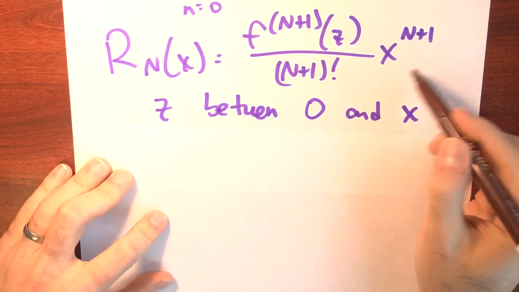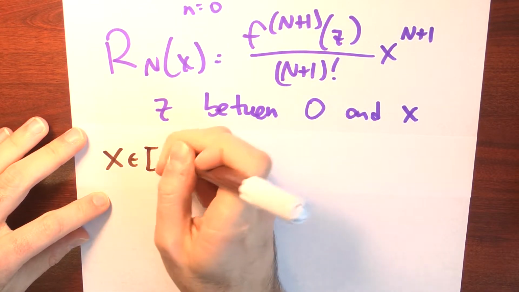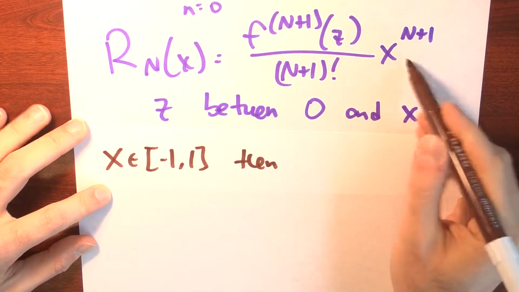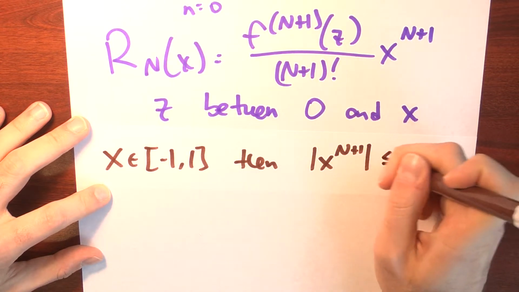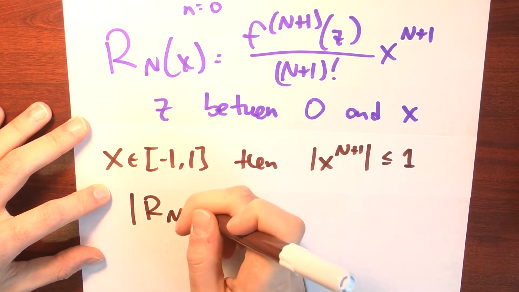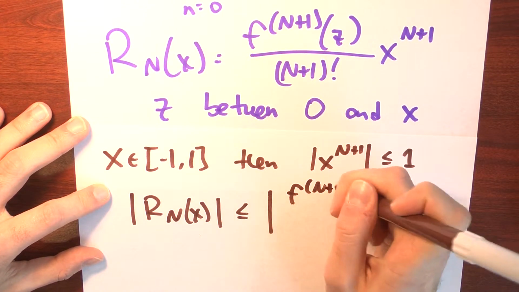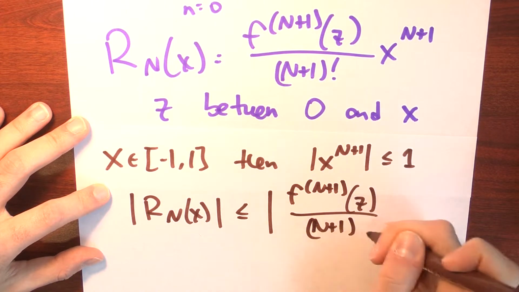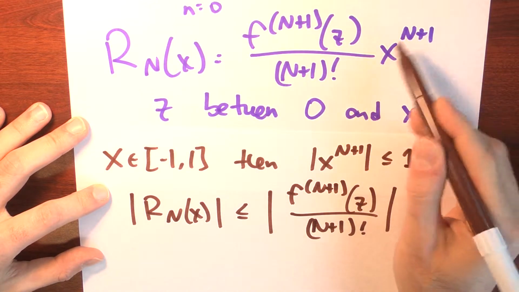And that assumption tells me something about the size of at least this term here, right? If x is in the closed interval between -1 and 1, then what do I know about x to the (N+1)th power? Well, I know that the absolute value of x^(N+1) is no bigger than 1. And consequently, the absolute value of R sub N of x is no bigger than the absolute value of the (N+1)st derivative, evaluated at mystery point z, divided by (N+1)!. I don't have to include the x term because its absolute value is no bigger than 1.